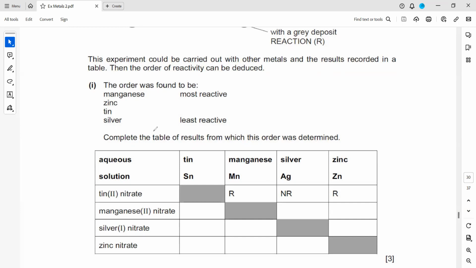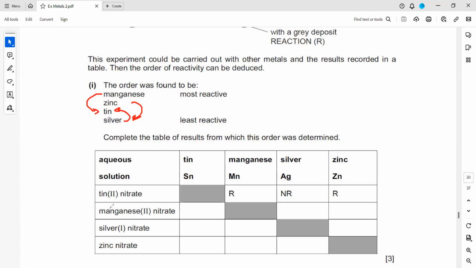So complete the table of the results. The reactivity order is given to us. The order was found to be: we have manganese, we have zinc, we have tin, and we have silver. The first row is done for us, like tin nitrate. When we add manganese, there's a reaction because manganese is more reactive, so it will displace tin from its compound. Silver is less reactive, so it cannot displace, and zinc is more reactive, so it can also displace.